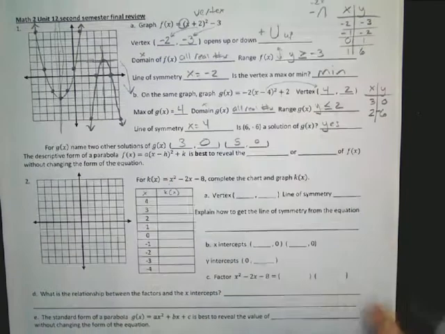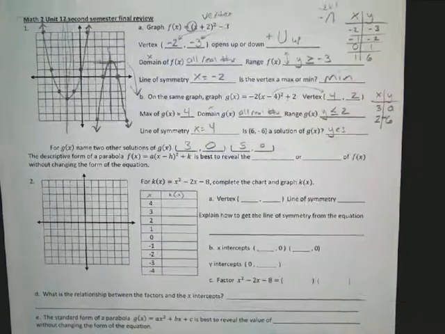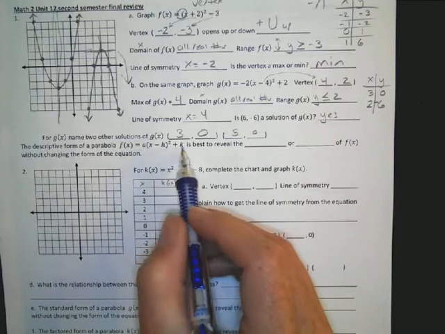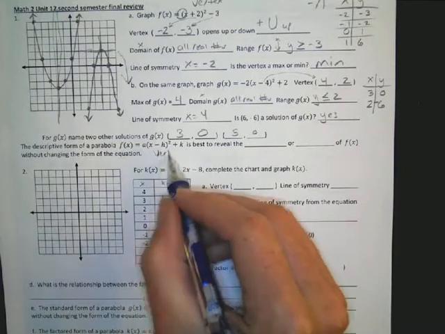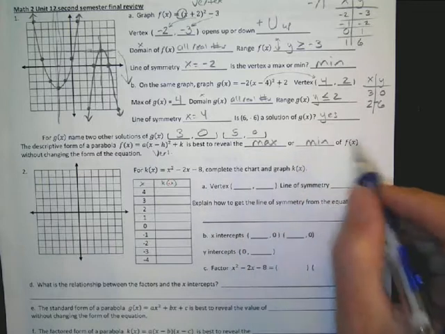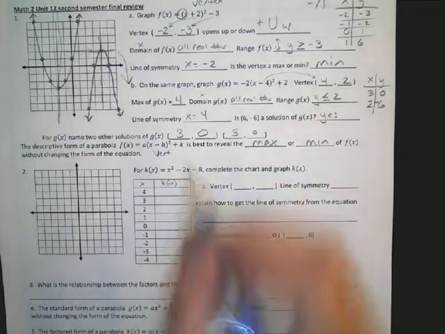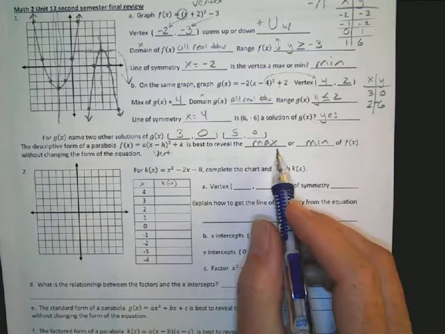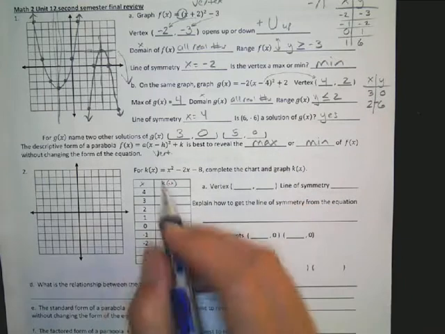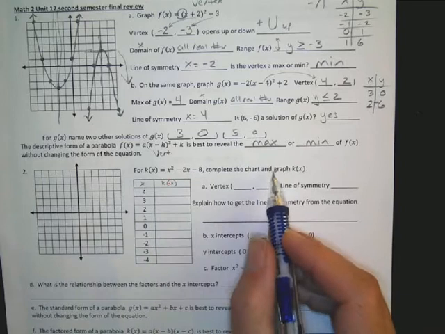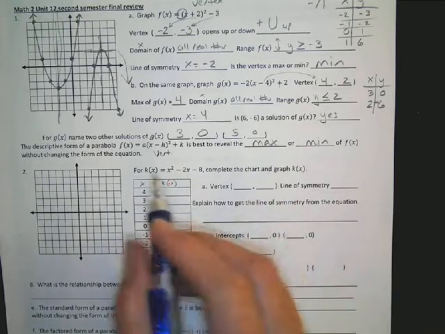All right. The descriptive form of a parabola, f of x equals a times x minus h squared plus k, this is the vertex form again, is best to reveal the maximums or minimums of f of x without changing the equation. Okay? So that's what we have there for maximum or minimum. Number 2, we're going to want to use this in standard form to complete the chart right there. So to complete the chart, we just plug in these values.